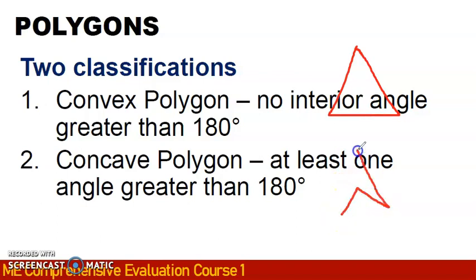Example, this one. The difference between the two is, for convex, all interior angles are less than 180. But for a concave polygon, at least one is greater than 180 degrees. So that's why it's a convex polygon, and then we have a concave polygon.